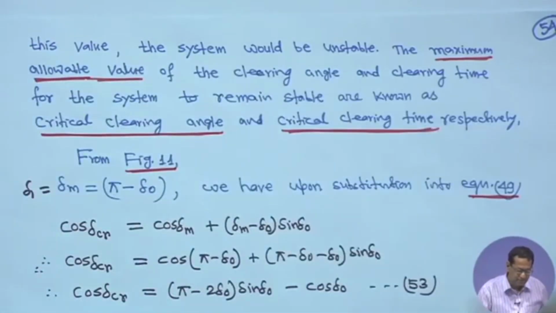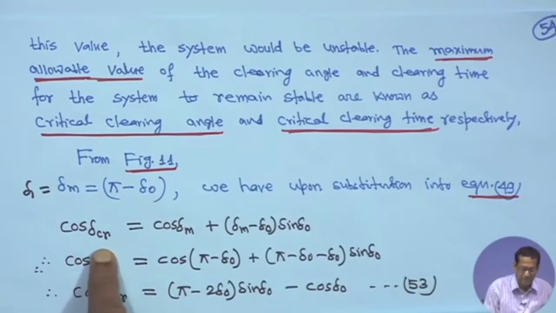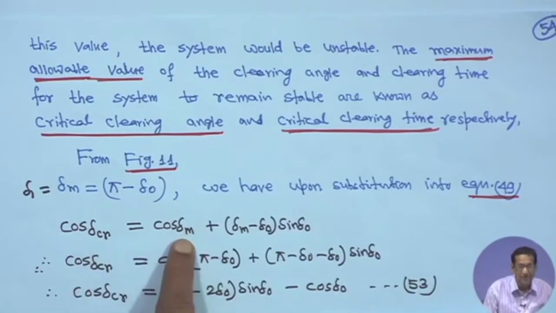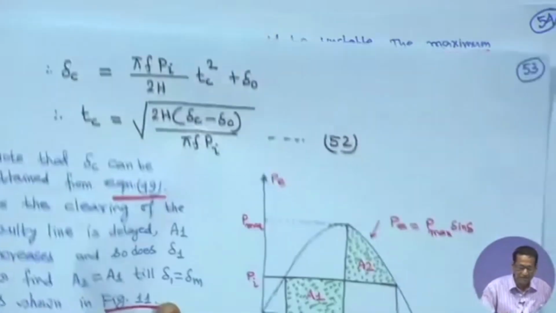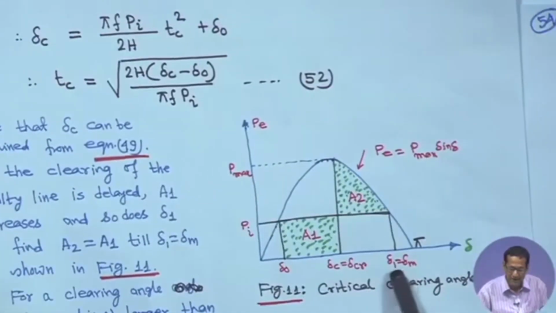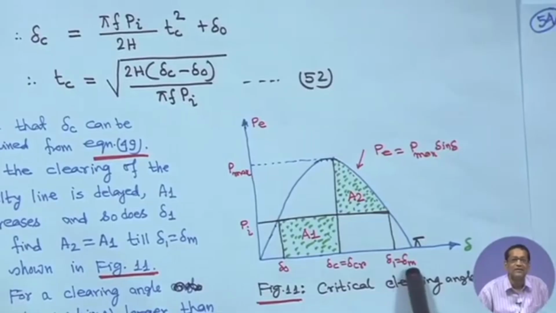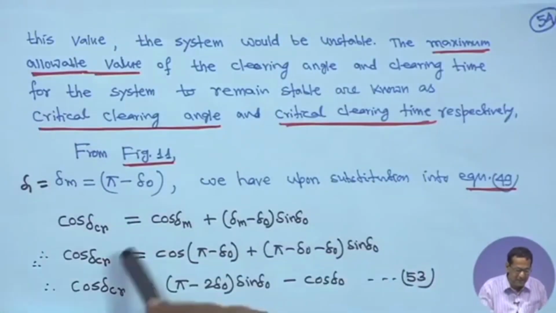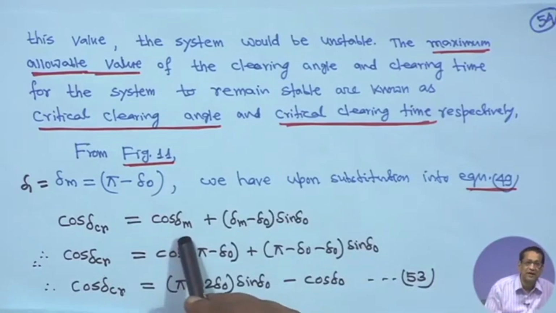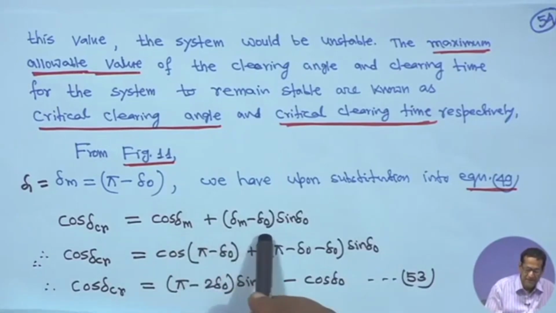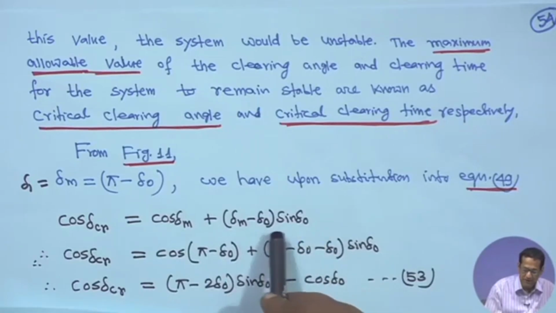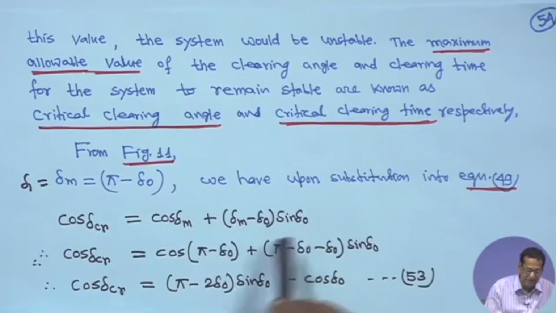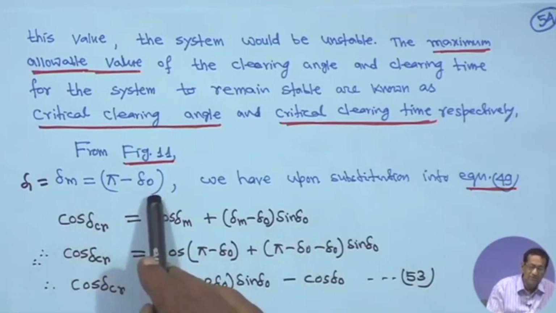If you put delta 1 equal to delta m equal to pi minus delta 0, then you will get cosine delta CR. First, for your understanding, I am putting delta 1 equal to delta m from this figure. This is the maximum allowable angle for delta 1, from figure 11 here. So, cos delta CR is equal to cos delta m plus delta m minus delta 0 sin delta 0. That is equation 49, where we put delta 1 equal to delta m, and delta m equal to pi minus delta 0.